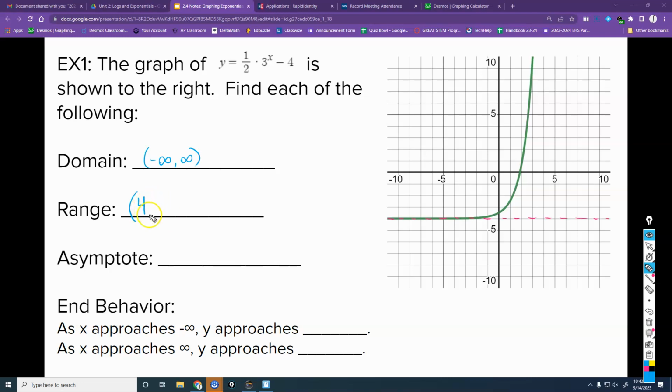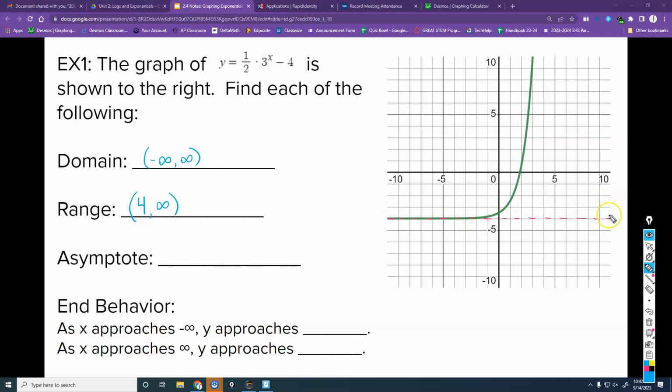So my range would be negative 4 up to, how high, what's my highest point? Where does it go? It goes up forever. It goes to positive infinity. Now, whatever number you have right here should have something to do with your asymptote, right? Because right here, we have this line, and we get closer and closer and closer to that line, but we never touch that line, okay?